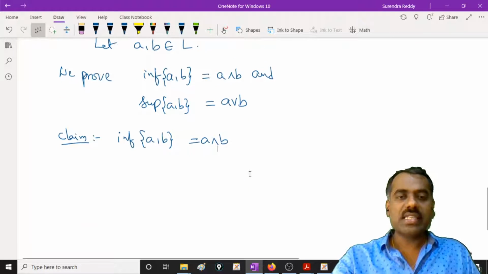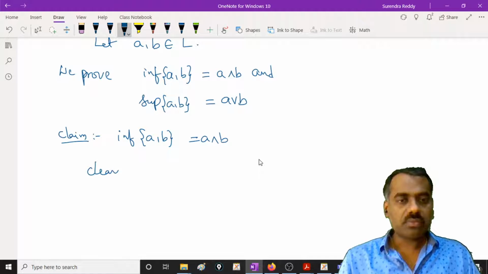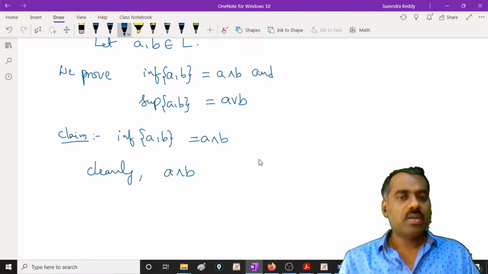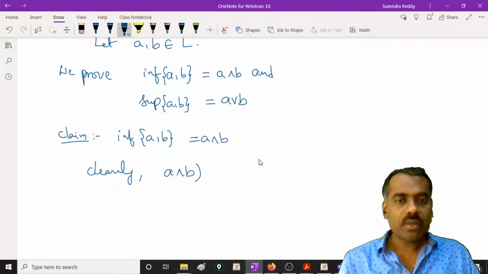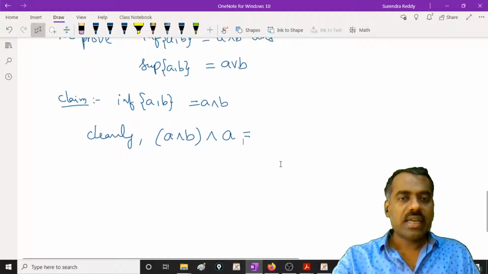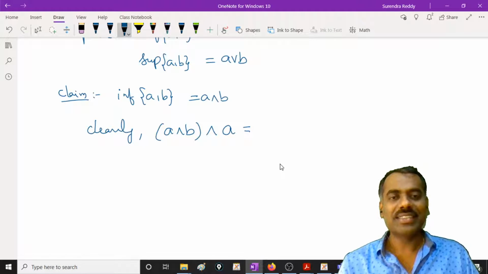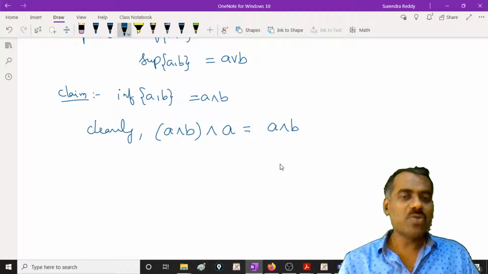So we want to show that this A meet B is the greatest lower bound for A and B, right? Clearly, I can go a little fast because last class also I explained. Clearly, A meet B, if I take A meet B and then meet with A, what will I get? A meet B and A. This is the same as A meet B, right? You are just getting A two times. So A meet A is A only.